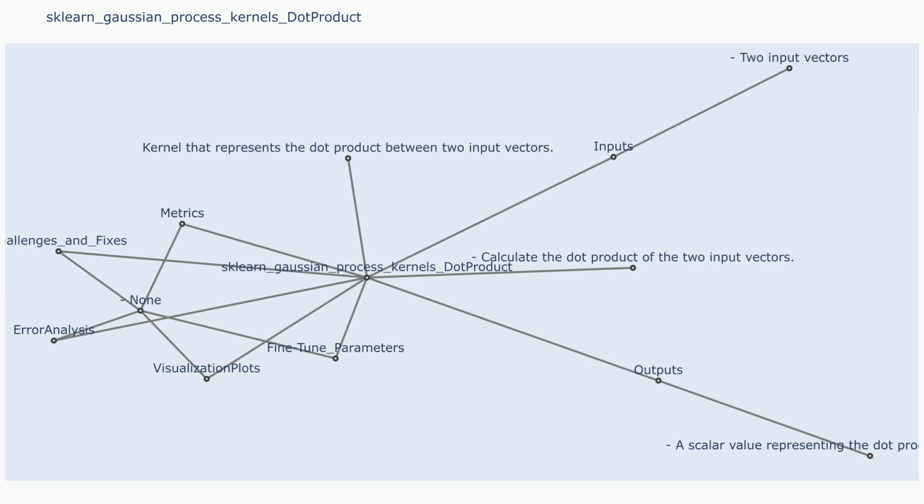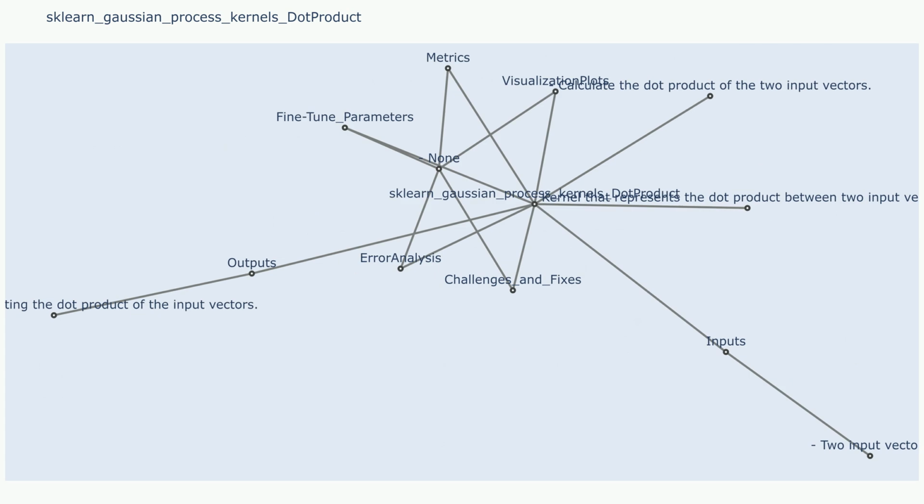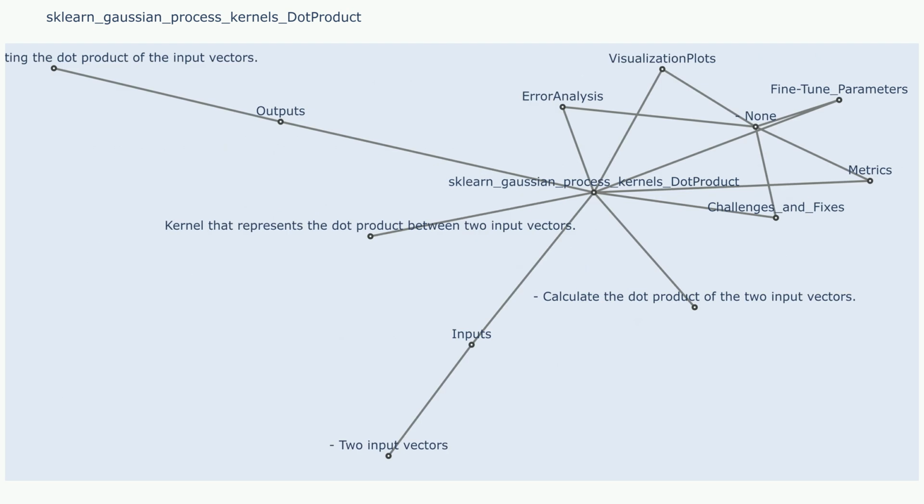Metrics. Metric 1: R² score. R² measures the goodness of fit of the model, indicating the proportion of variance in the target variable explained by the model. Metric 2: Mean squared error (MSE) measures the average squared difference between the predicted values and the actual values.